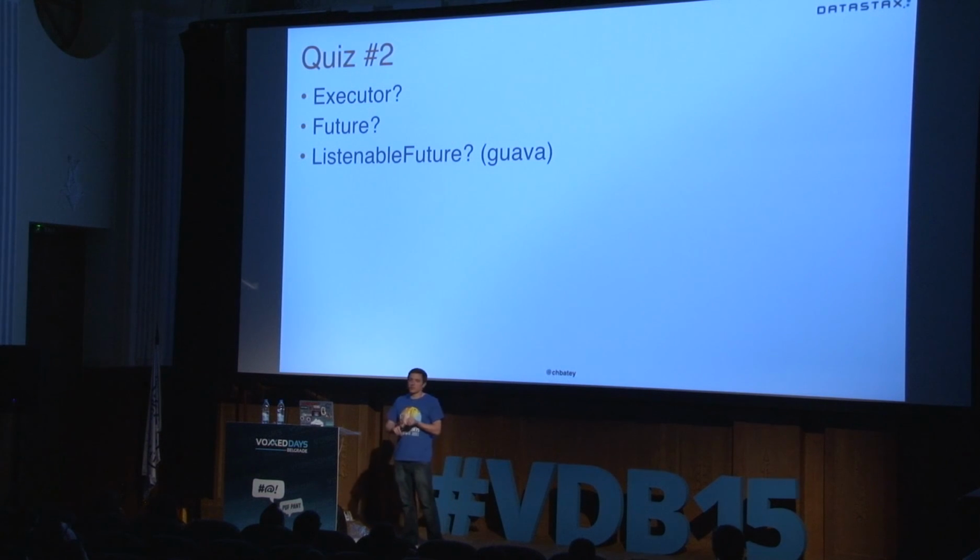A listenable future, which is an extension by Google, is one which allows you to add a callback. So you can say, when that value is actually there, say it's come back from a database, please execute this code. But if you're not too careful, you end up with something that looks a lot like Node.js, with lots of callbacks that become ugly.